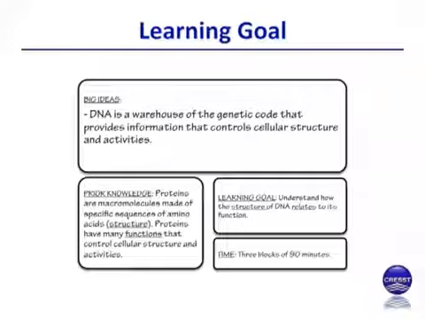So prior knowledge, that's the prior knowledge the students will need, and so he'll be assessing to make sure they have that prior knowledge. And then his learning goals, he wants the kids to understand how the structure of DNA relates to the function. And he's allocated his 3 blocks of 90 minutes for this particular lesson. Okay, so beginning of the lesson, he's going to discuss all these with the students.